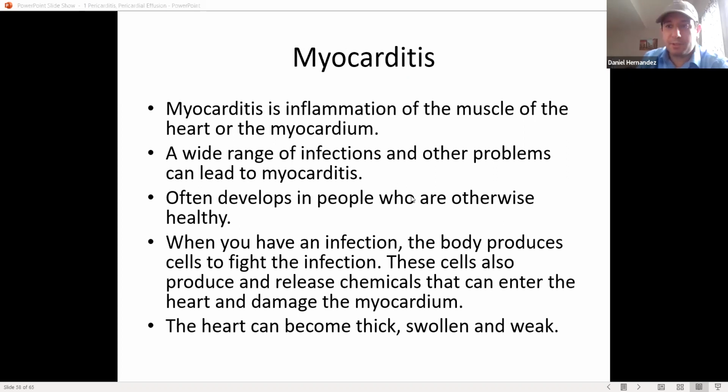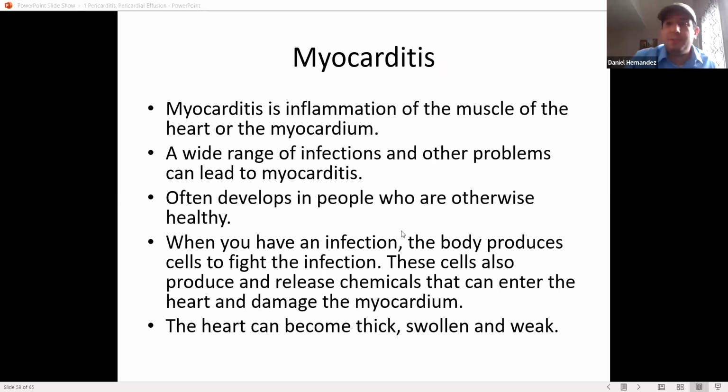So now we're going to switch gears a little bit and actually talk about the myocardium. Myocarditis is an inflammation of the muscle of the heart, or the myocardium. A wide range of infections and other problems can lead to myocarditis. It often develops in people who are otherwise healthy. When you have an infection, the body produces cells to fight the infection. These cells can also produce and release chemicals that can enter the heart and damage the myocardium. The heart can become thick, swollen, and weak.